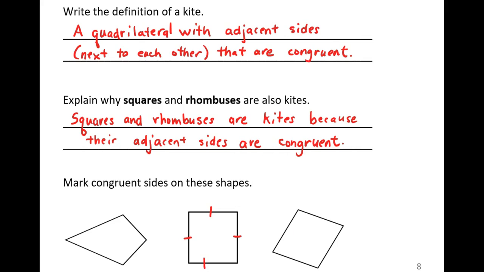Same with my rhombus. These two adjacent sides are the same length, and these two adjacent sides are the same length. These two angles would be equal, and these two angles would be equal. And we can just mark that on the first shape as well. So we have these two adjacent sides the same length, and these two adjacent sides the same length, and these two angles would be congruent. So that's why the square and the rhombus also fit into the category of kite.